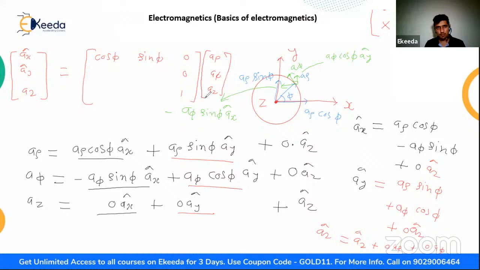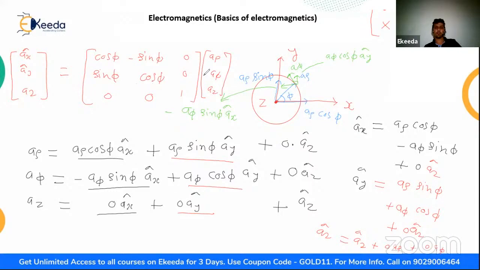This is just a different representation of these three equations. They can always be represented by a matrix of 3 cross 3. To determine ax, you multiply this row by the column: a rho multiplied by cos phi, a phi multiplied by minus sin phi. The next row is sin phi, cos phi, 0, and the last is 0, 0 and 1.